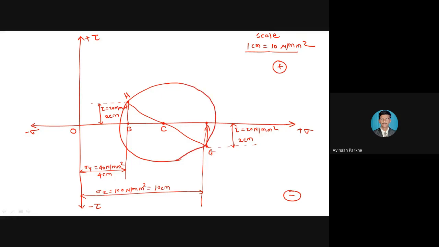The circle should pass through the points H and G. It should not pass through the points B and A, because we have not taken radius CB or CA. We have taken radius CH or CG. Okay. So due to that particular circle, again you will get the 2 new points on the horizontal axis.